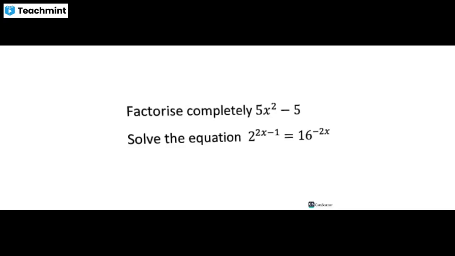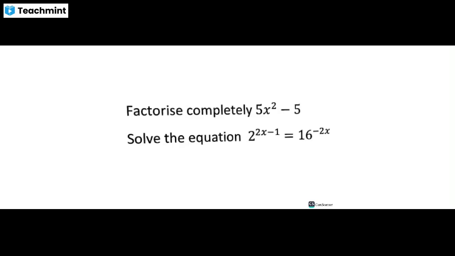I come with these two questions I want us to reflect on. The first one is on factorization. The second one involves an equation that, of course, comes from the topic indices. Okay, so the first one is factorization. How do we factorize completely given this scenario here?